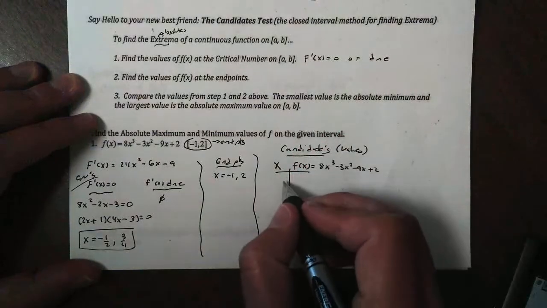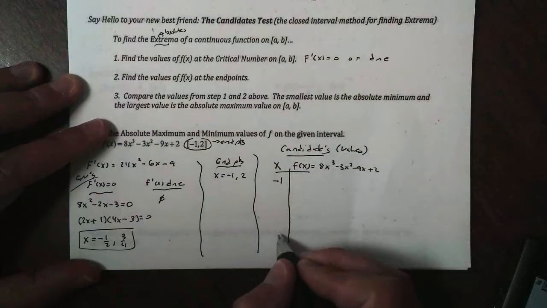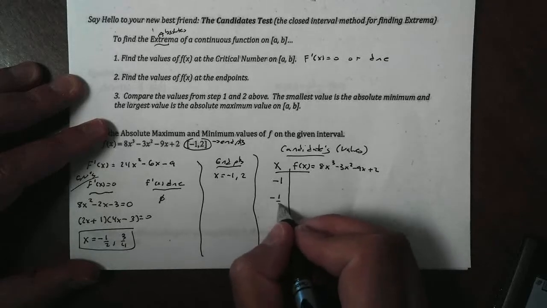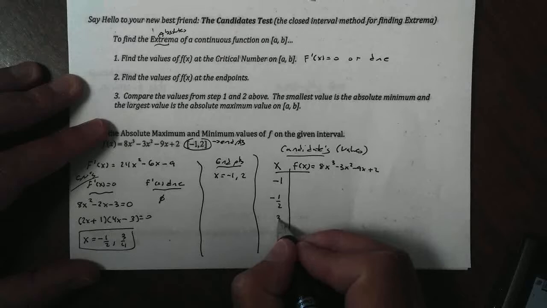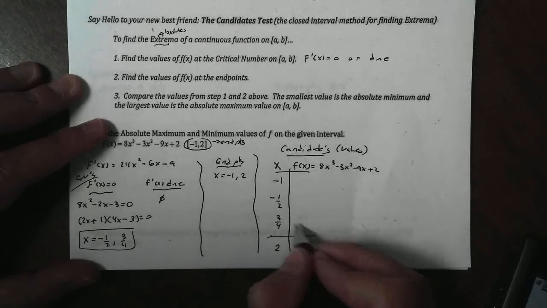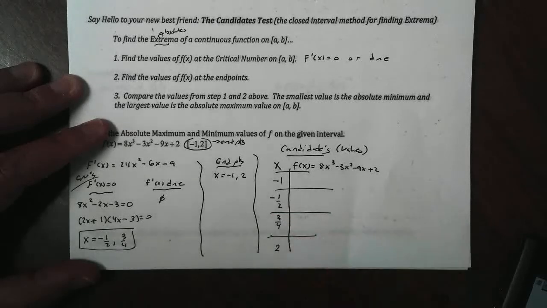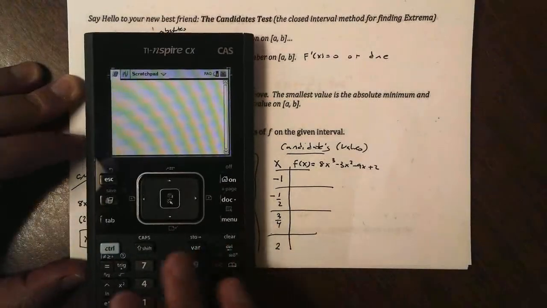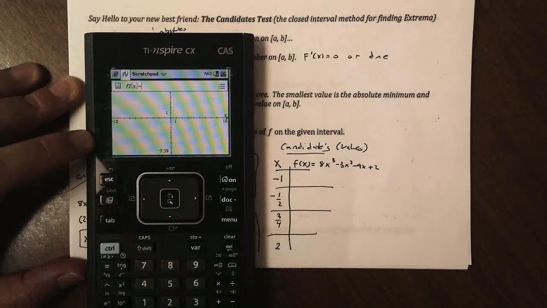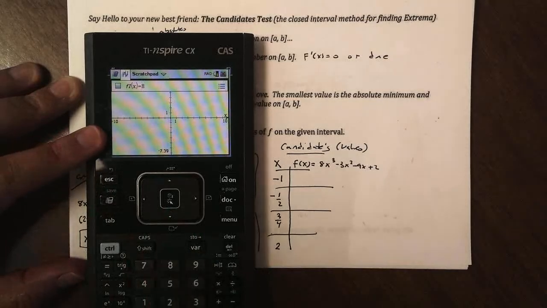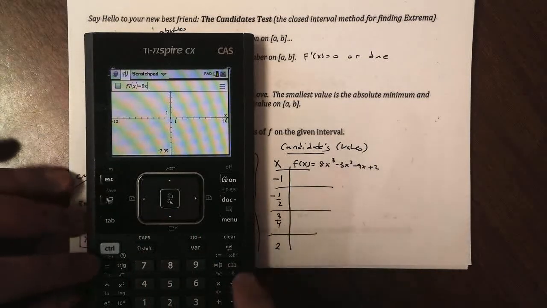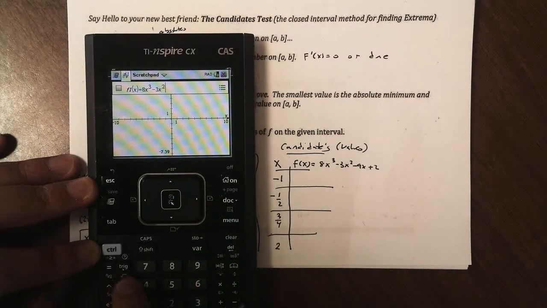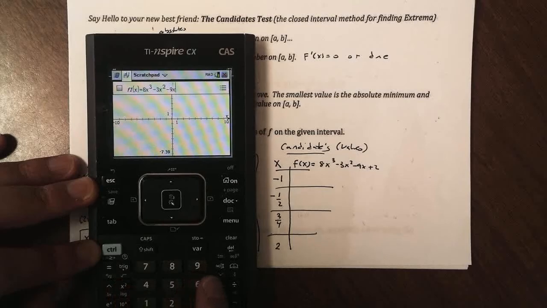So in my table, the first thing I'm going to list is all my endpoints. Negative 1 all the way to 2. In the middle, I put my critical numbers, negative 1/2 and 3/4. And I'm just going to find the values at those places. So the first one, of course, is negative 1. Now there are ways we can do this. I think the easiest way, personally, is to graph the function 8x cubed minus 3x squared minus 9x plus 2.